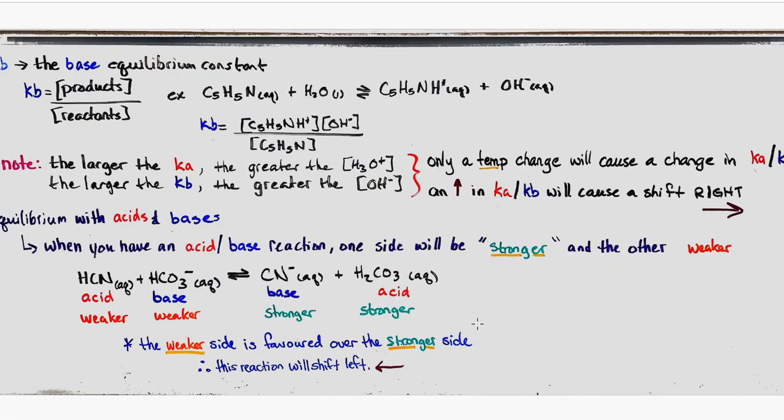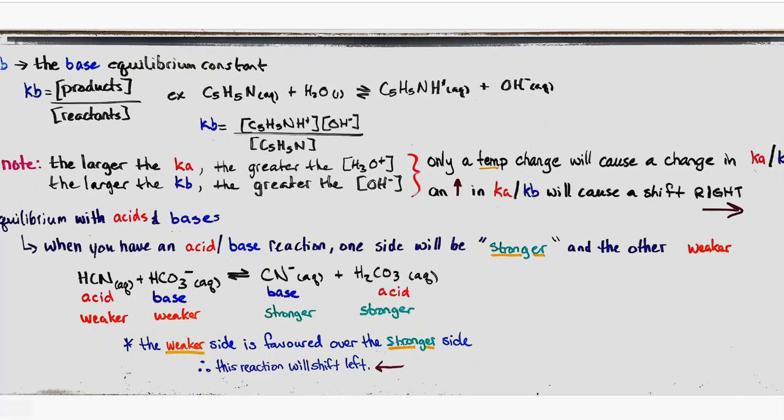Okay? Bases act in a similar way. You have the same sort of thing, but it's Kb instead of Ka. And once again, we don't put water in, and it's the products divided by the reactants. The larger your Ka, the greater your hydronium ion is, and the larger your Kb, the greater your hydroxide. And only a change in temperature will change the Ka or Kb. And an increase in Ka or Kb will cause a shift towards the right, towards the hydroxide or the hydronium.